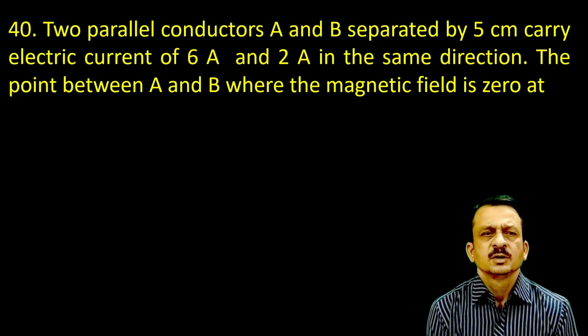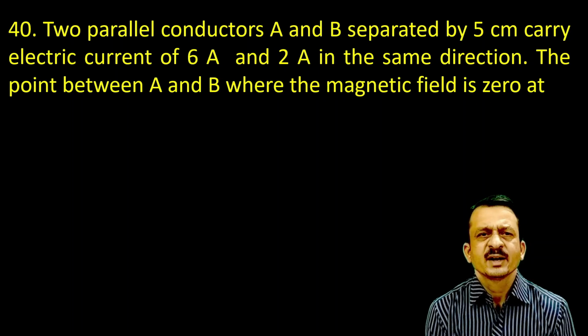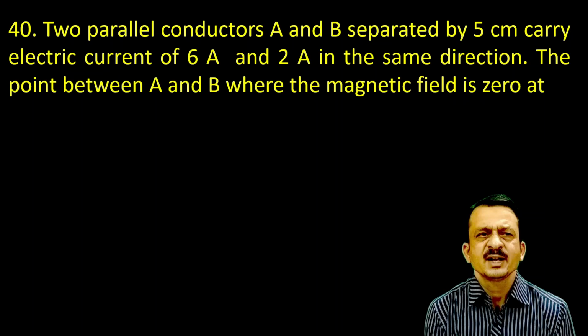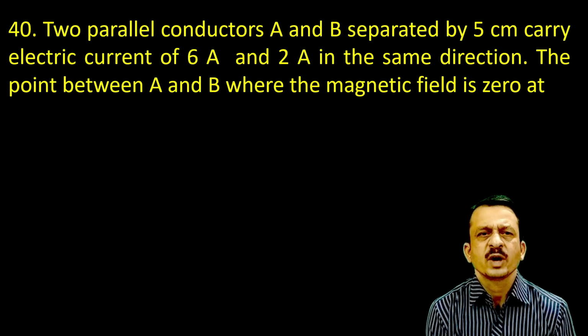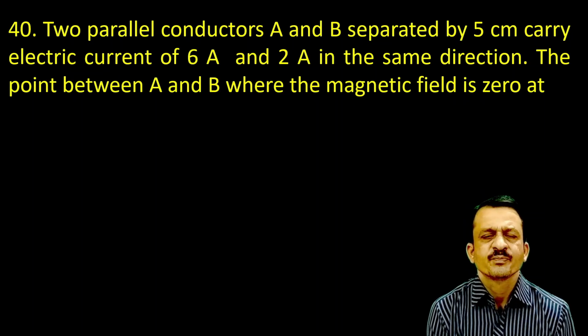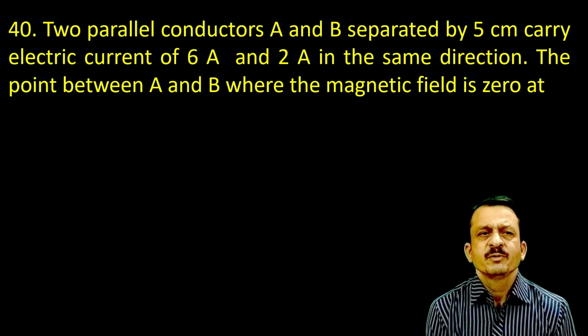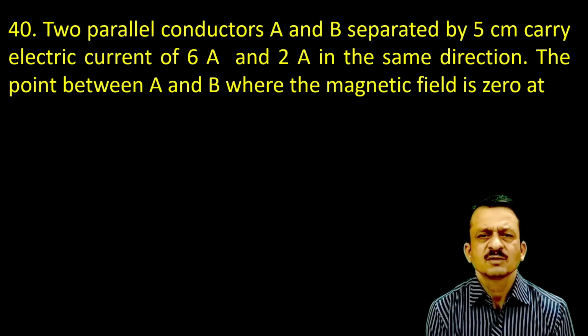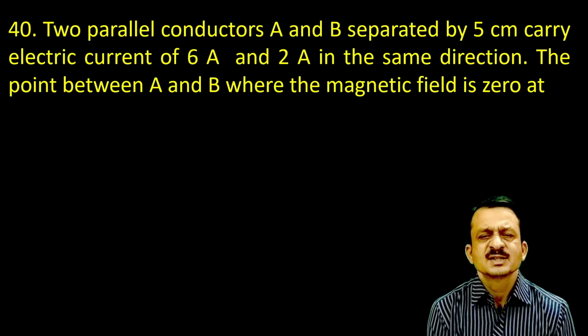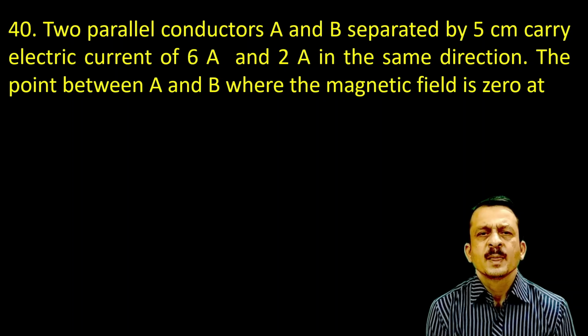Two parallel conductors A and B separated by a distance of 5 centimeter carry electric currents of 6 amps and 2 amps in the same direction. Find the point between A and B where the magnetic field is 0. Now this problem is similar to the previous one, but the only thing is the currents are parallel. Since the currents are parallel, the null point, or the point at which the field is 0, should be between the two conductors.